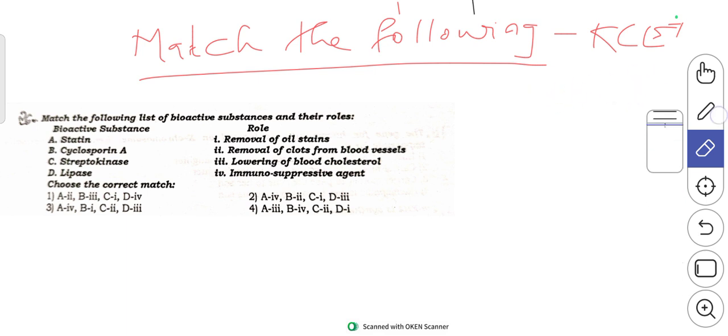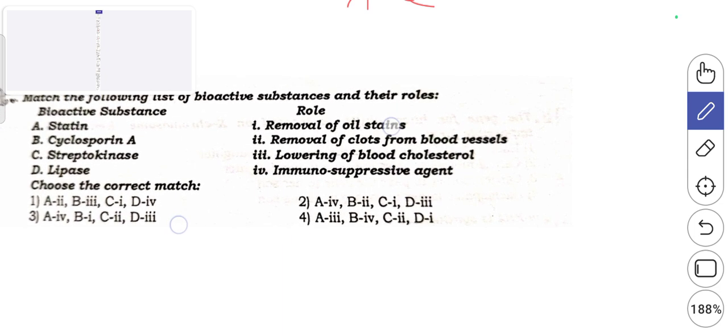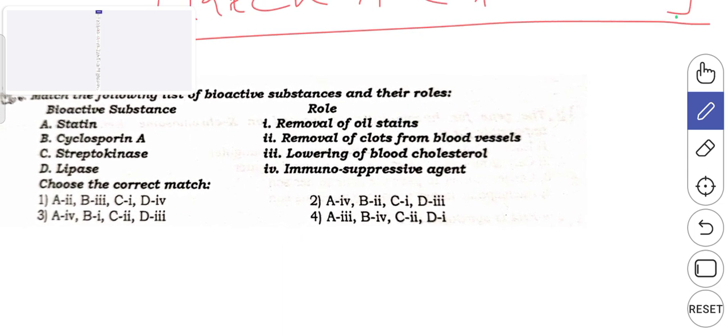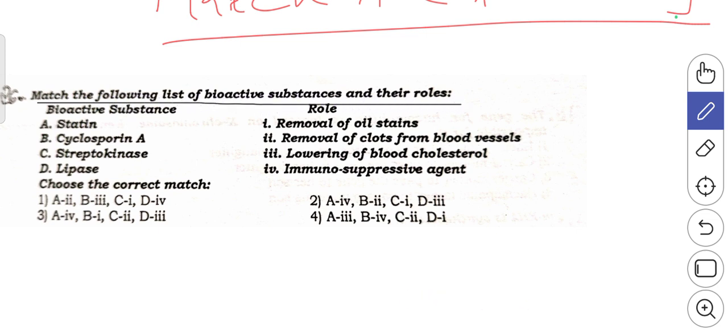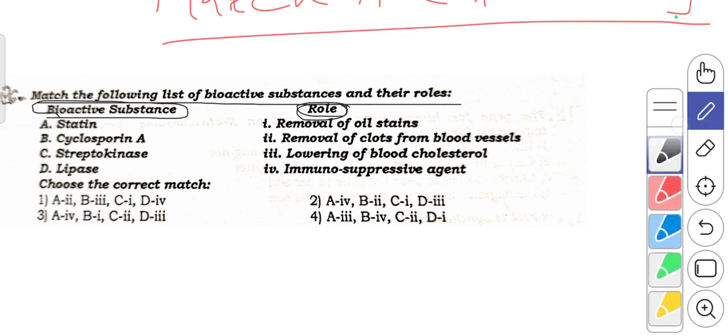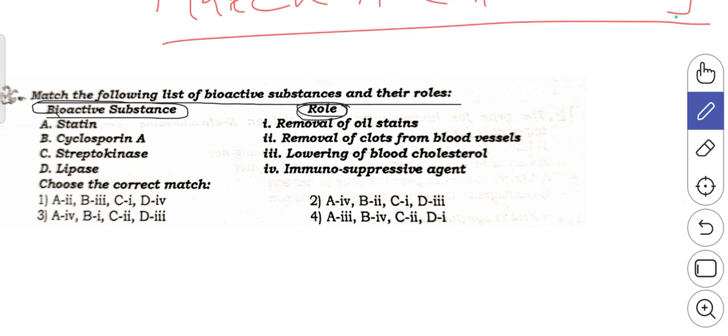The first question which is given here is: match the following list of bioactive substances and their roles. In the first column they have given bioactive substances, in column 2 they have given their important roles. All you need to do is match these bioactive substances with their respective roles. The first one is a statin.